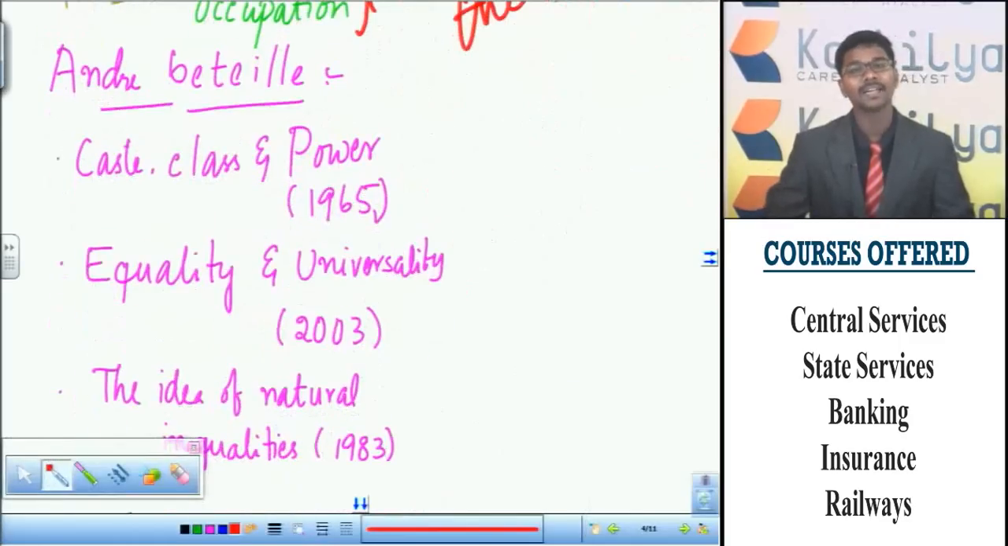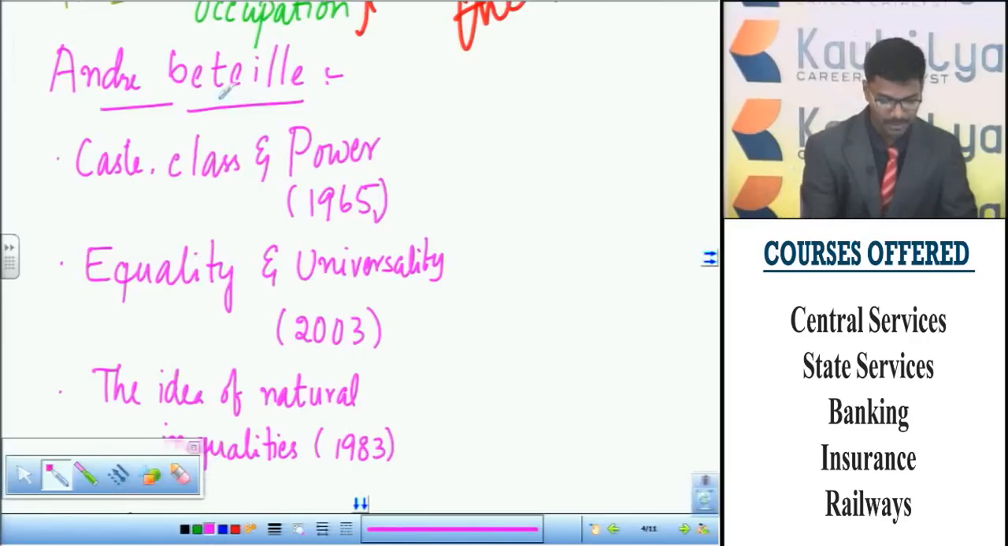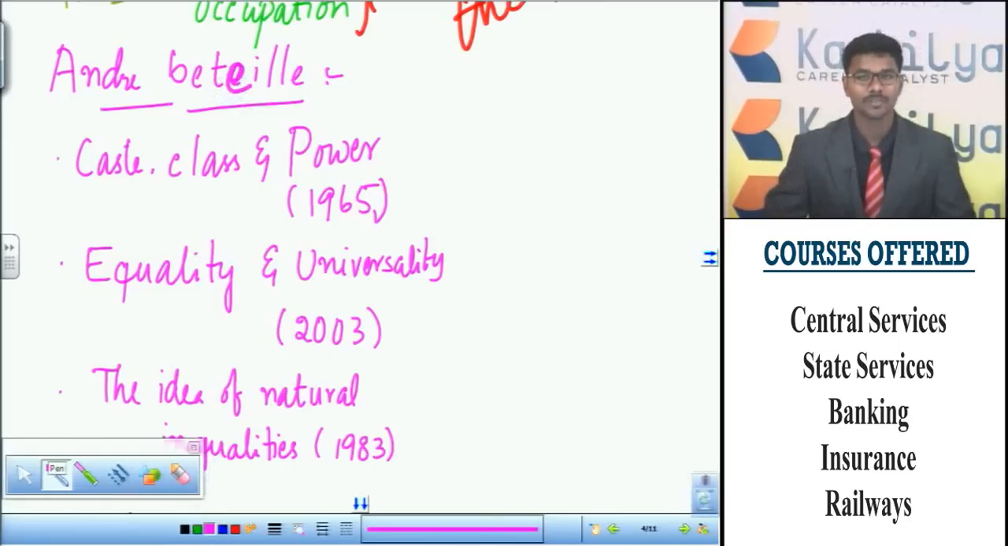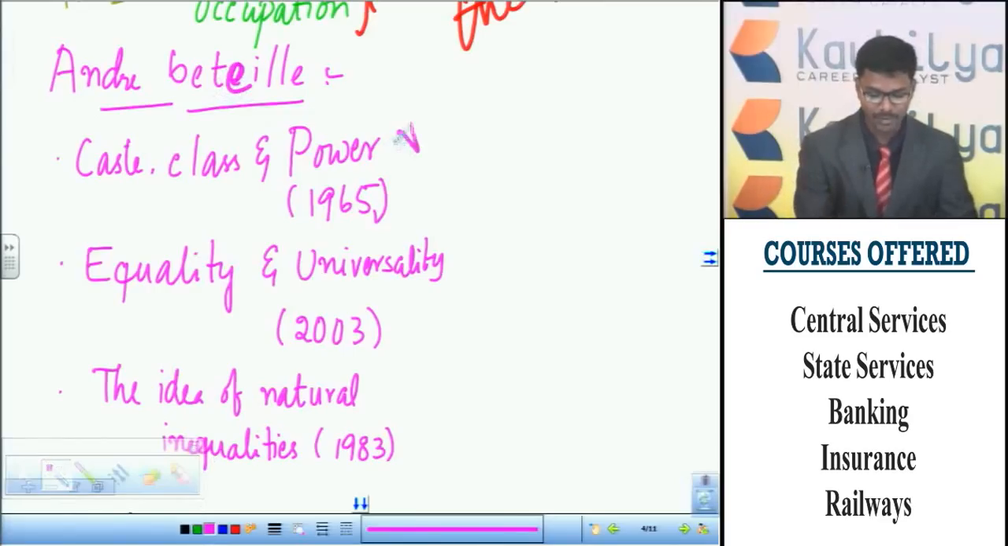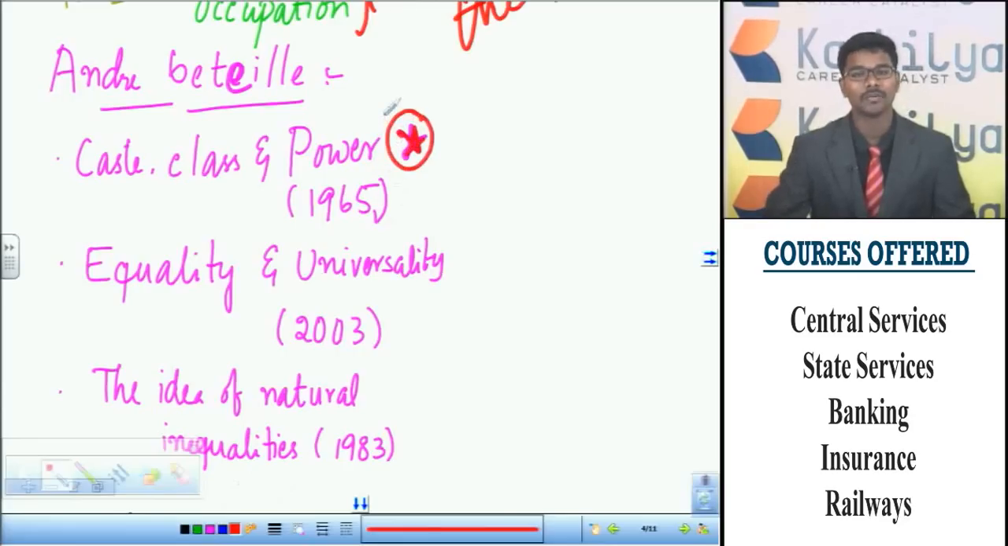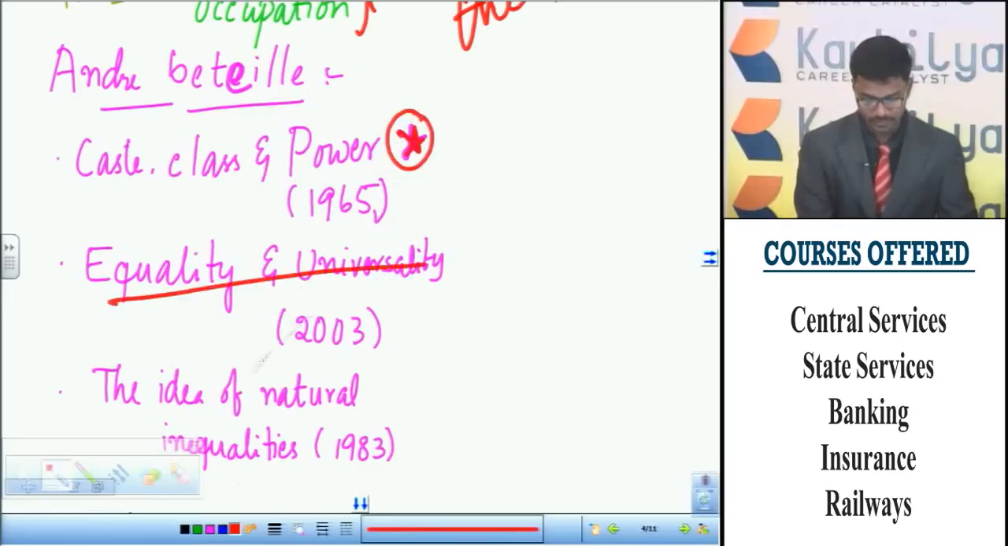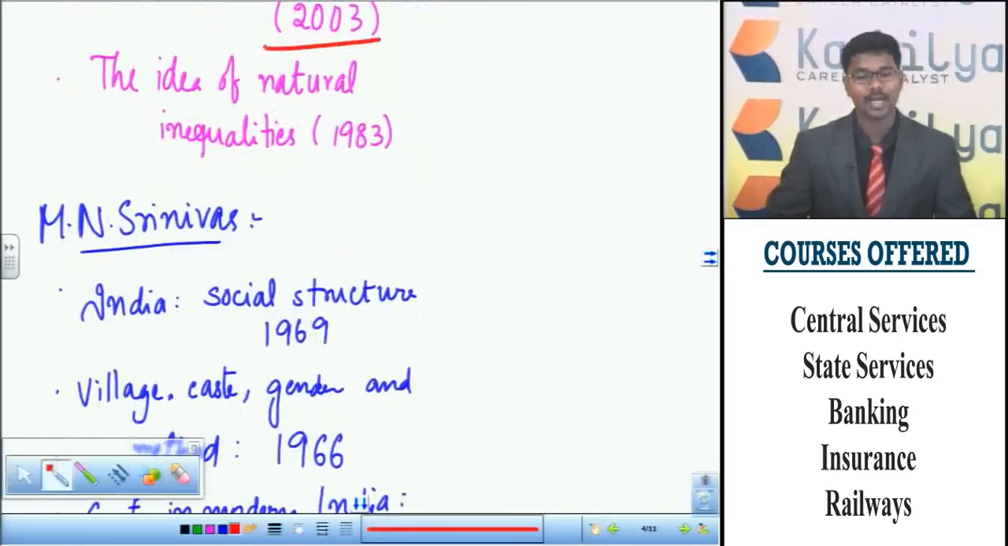Next it is Andre Beteille. He is not Beteli, he is Andre Beteille. This person has written various books. He is a foreign origin scholar; he came from Europe and studied our society. One of the basic and important books written by Andre Beteille is Caste, Class and Power in the year 1965. The other book he wrote is Equality and Universality, also about the caste system, in the year 2003.